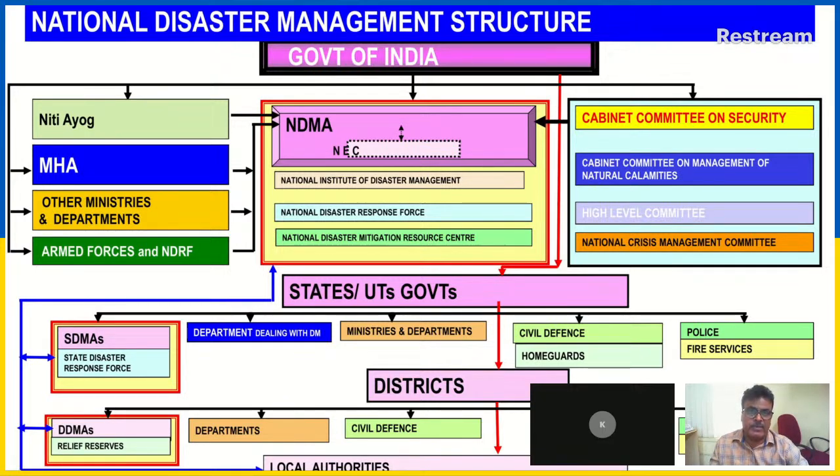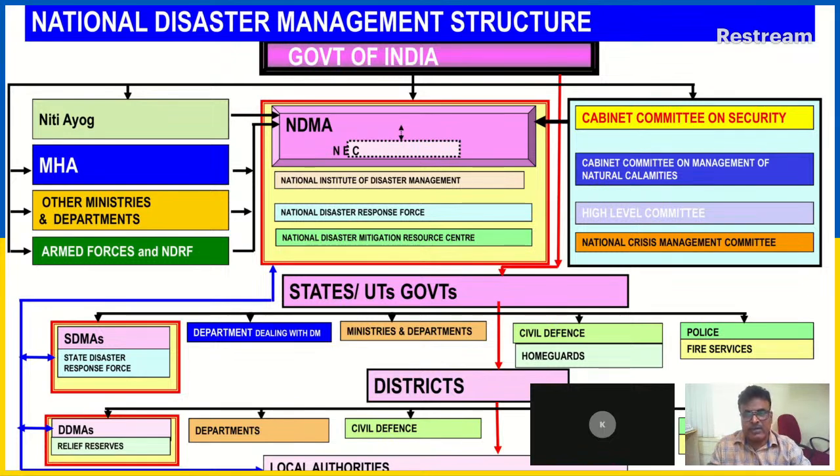Every department has a plan. Not only these, but almost all the departments in the state. These are important key departments: civil defense, home guards, police, fire services. But almost all the departments at the district level will be deployed and formed into teams, and they will be working during disaster situations.